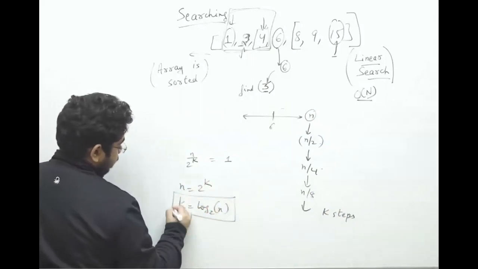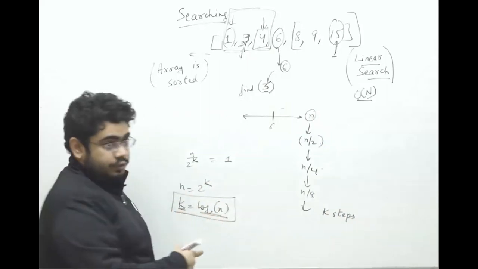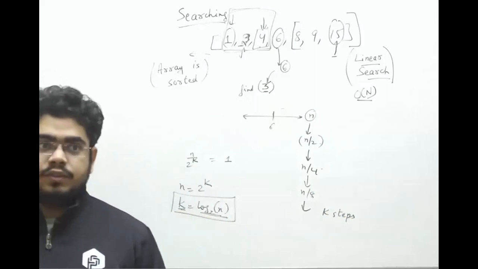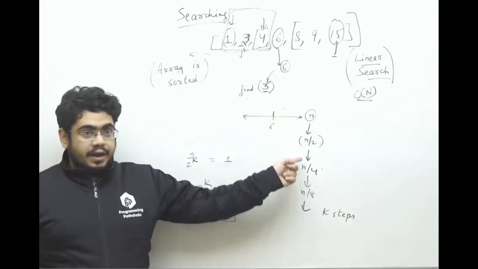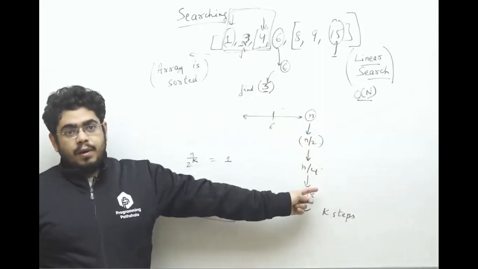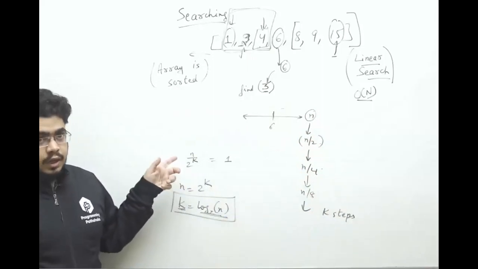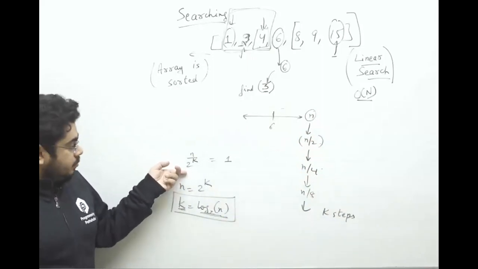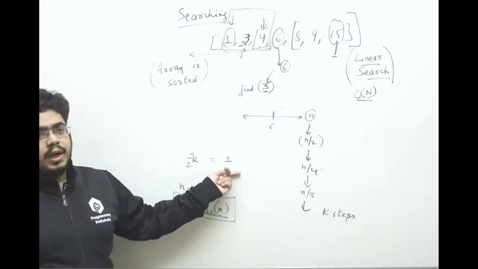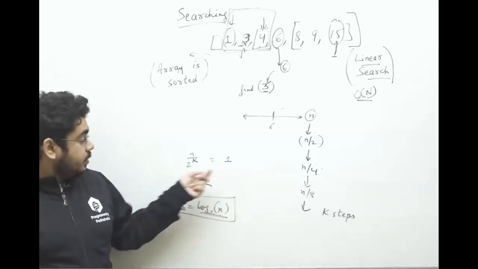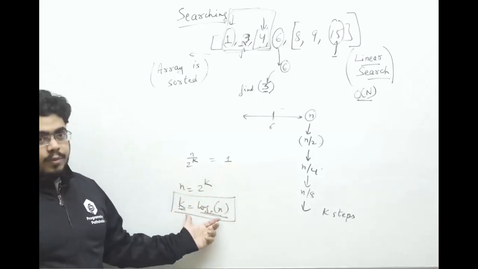Can I say the number of steps I get is log base 2 n? Yes or no? Simple maths. I'm saying we'll keep on dividing by 2. So 2's power piles up: 2, 4, 8, 16, and so on. So after k steps, it will be 2 to the power k. After k steps, if the number of elements becomes 1, I need to stop, right? So n by 2 to the power k is 1, n is equal to 2 to the power k, or k is log base 2 n.